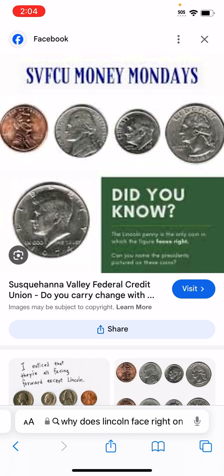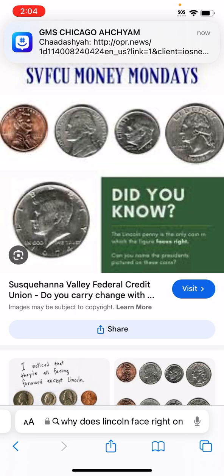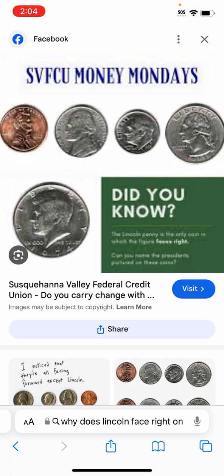But me and the guy was just sitting up here talking and wondering why the heads of the nickel, the dime and the quarter are facing one way and the head of Lincoln, the copper penny, is facing the other way. We were sitting up here just thinking about it, and I was like, man, wait a minute, that's interesting. So I decided to look it up.